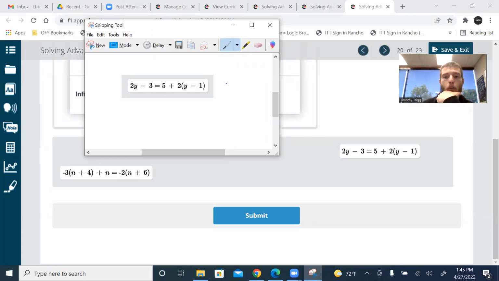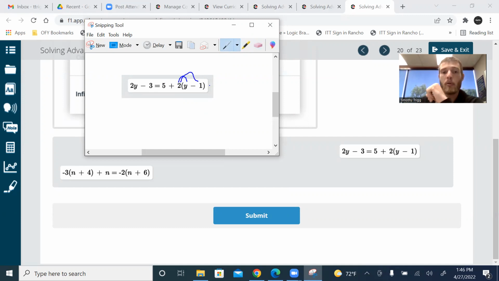Okay, this one's got a little bit of nuance that I want to explain before we get started. Notice on the right side of this equation, it says 5 plus 2, and then parentheses y minus 1. So I want you to think about this question. Should I add first? Should I do 5 plus 2 and say, oh, that's 7, and then multiply by y minus 1? Or should I distribute first, multiplying this 2 times each of these terms? Should I do that first?